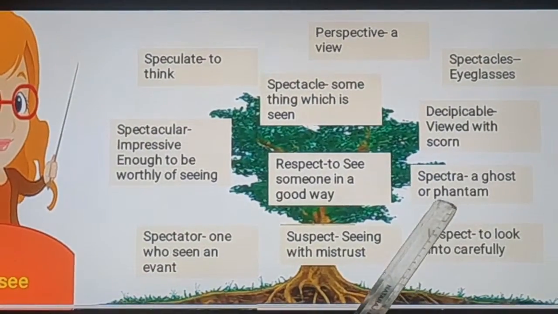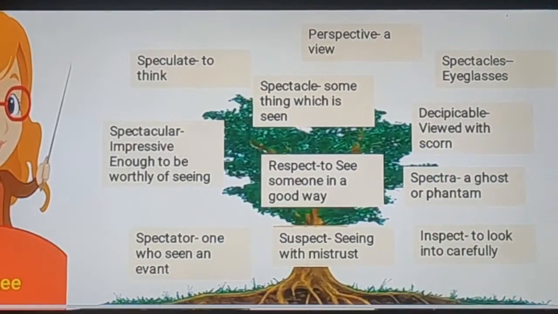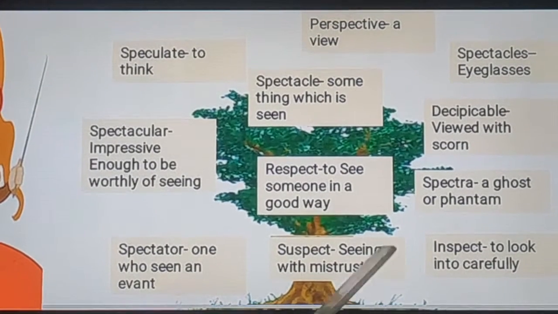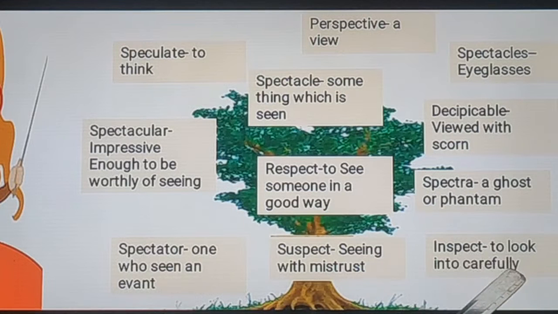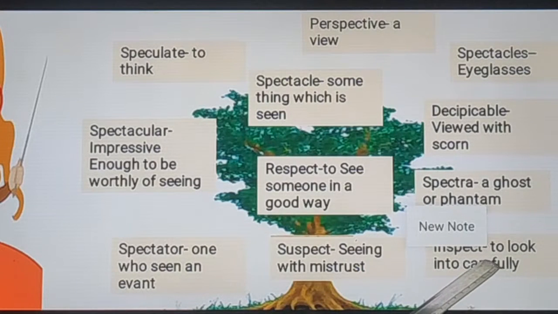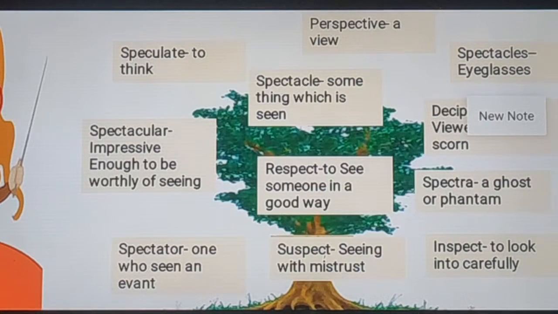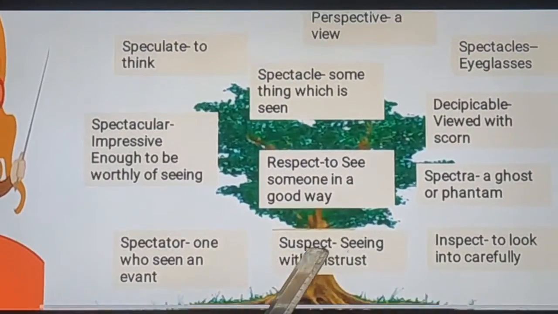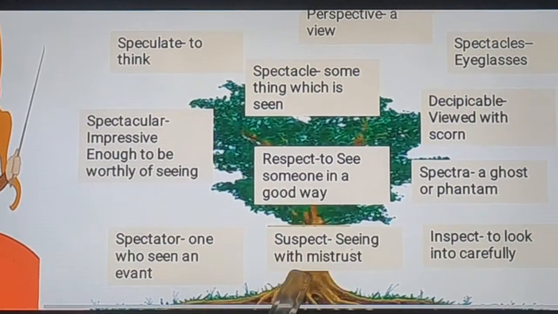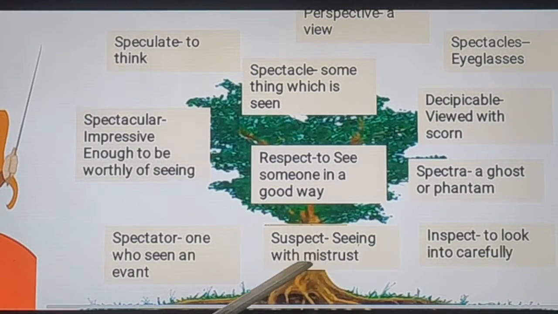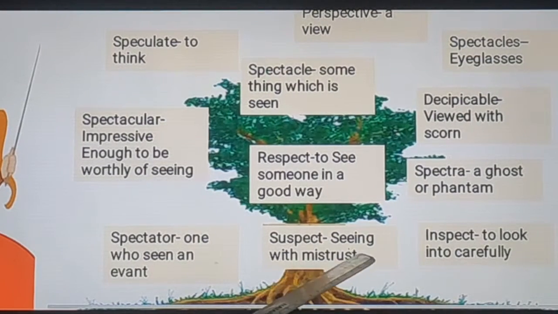And next one. Spectra. A ghost or phantom. Spectra means a ghost or phantom. And inspect. Inspect means to look into carefully. Even if anyone has given us some responsibility, then we have to look into that situation carefully. That is inspect. And suspect. What is suspect? Seeing with mistrust. We do not have trust there. That is called mistrust.